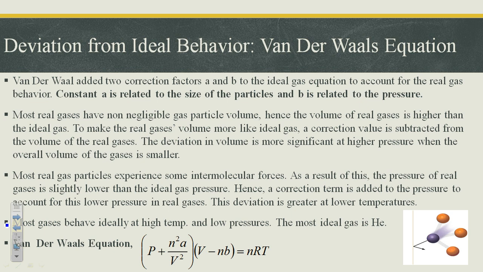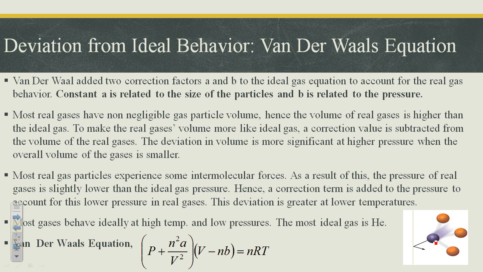So a correction factor was introduced to take away a little bit of volume from the real gases to make them more like ideal gas. Similarly, in terms of pressure, because there are some non-negligible intermolecular forces in real gases, the pressure exerted on the wall is a little bit less for real gases than ideal gases. So a small correction term is added to the pressure of the real gases to make them look more like ideal gas. And this picture illustrates why the pressure of real gases is lesser.